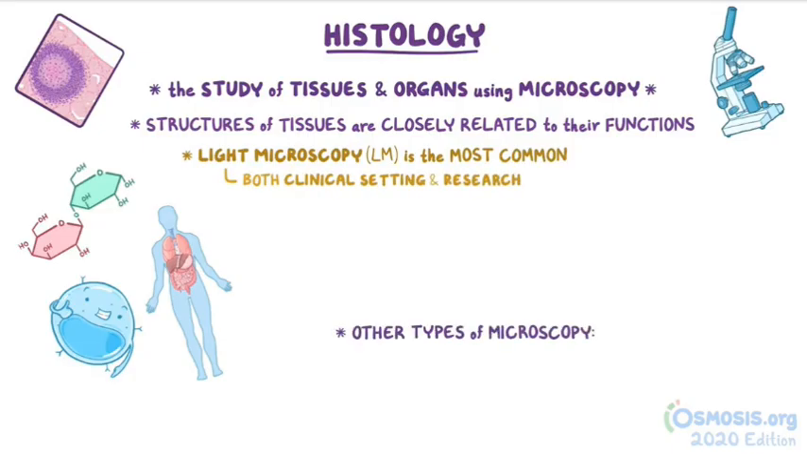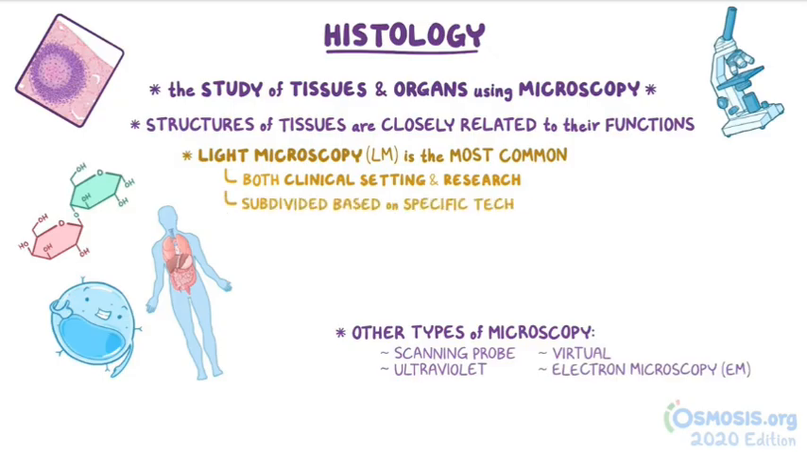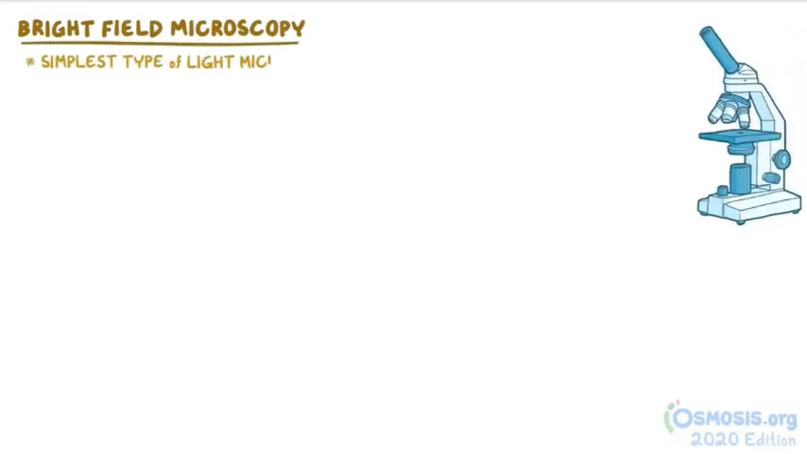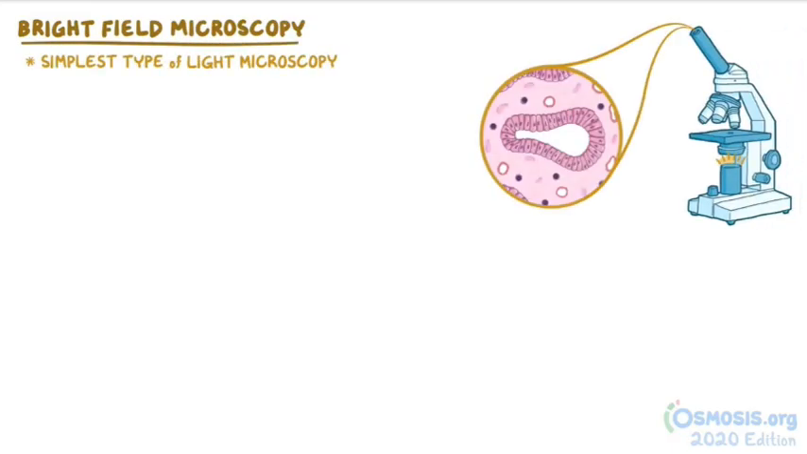Other types of microscopy include scanning probe, ultraviolet, virtual, and electron microscopy, or EM. Light microscopy can be further subdivided based on the specific technique that's used, such as bright field, immunofluorescence, and dark field microscopy. We'll be focusing primarily on bright field microscopy and some of the various staining methods that go along with it. Bright field microscopy is not only the simplest type of light microscopy, but also the type that most people are familiar with, utilizing ordinary light to examine stained tissue at high magnification.